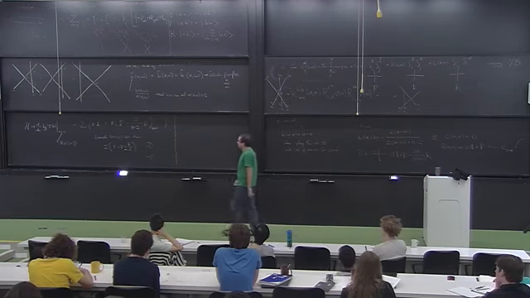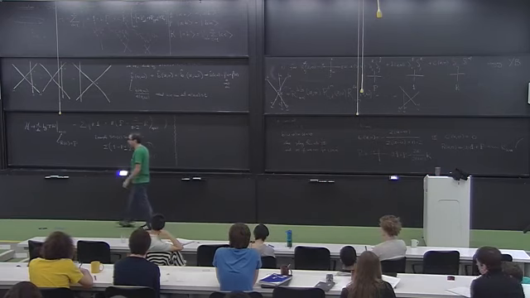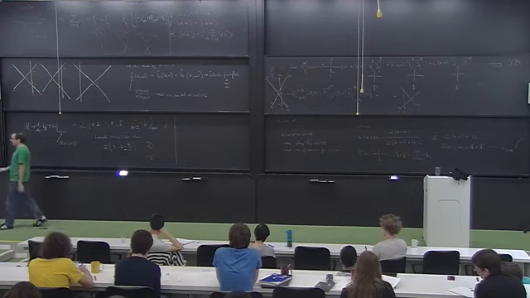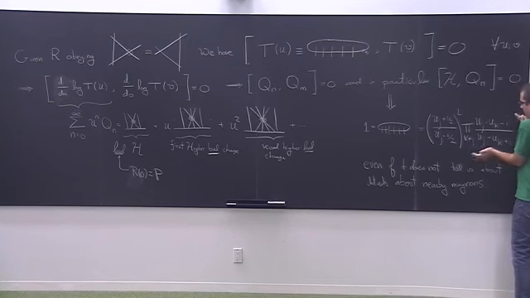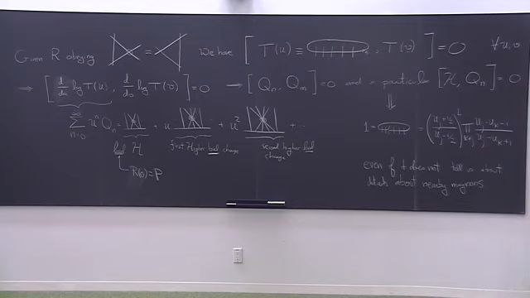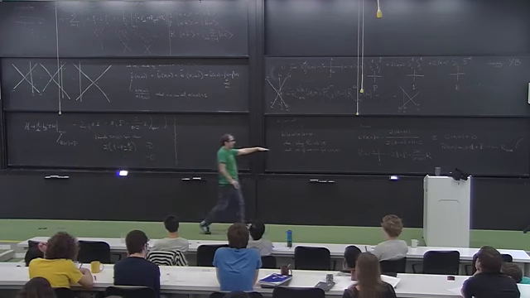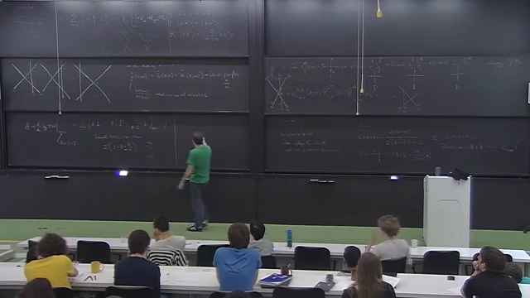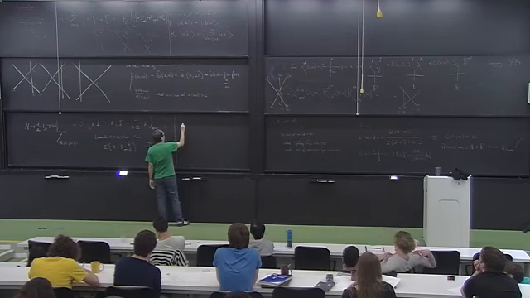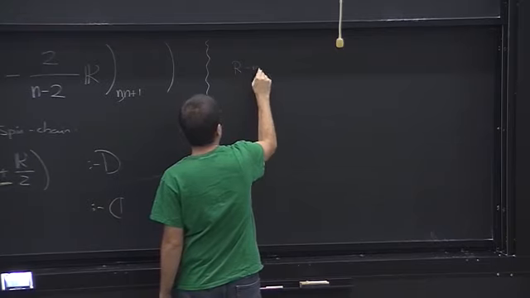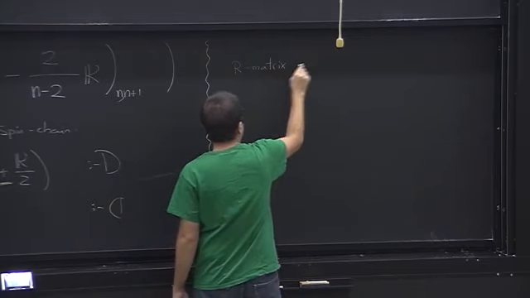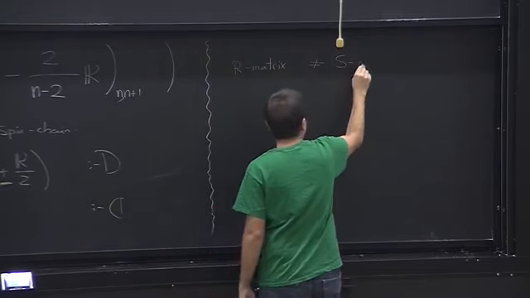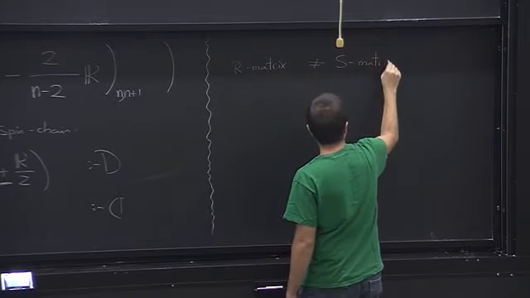So finally, let me make a comment about the conceptual and mathematical difference between this object, which is the S matrix, and this object there, which is the R matrix. The first obvious comment is that the R matrix is not equal to the S matrix. It's not the same thing at all.